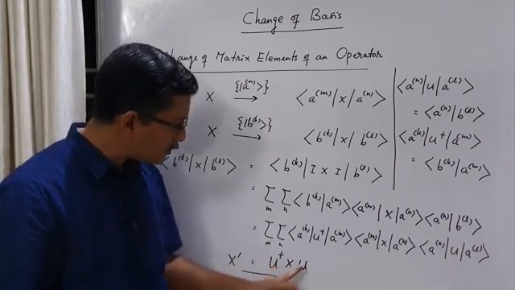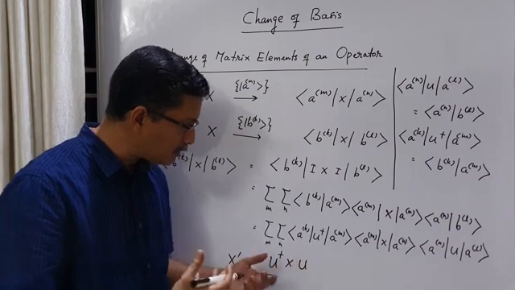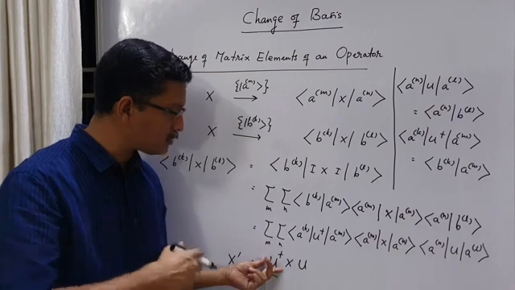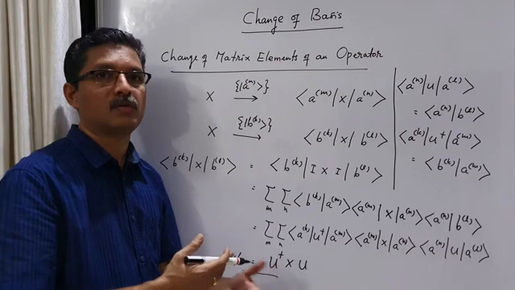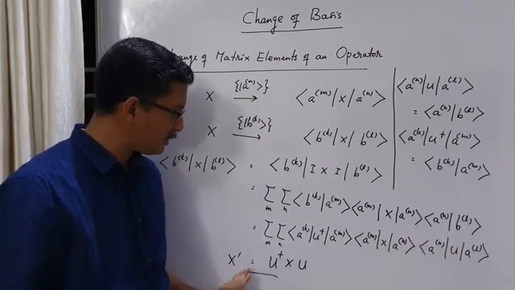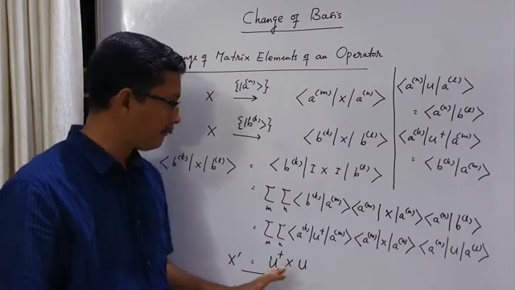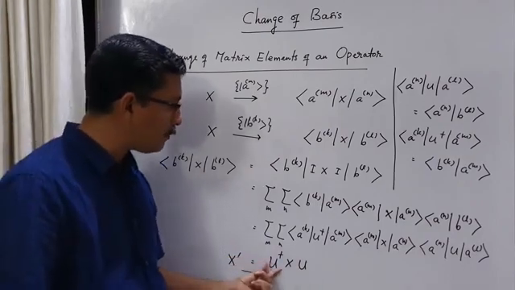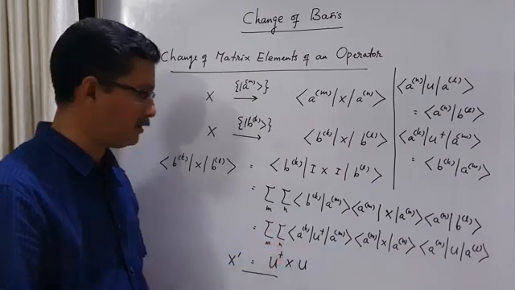And what is the operator that is producing this similarity transformation? U. The operator that produces this similarity transformation is a unitary matrix. Then this similarity transformation is also a unitary transformation. So under a change of basis, an operator undergoes a similarity transformation. That is the idea. Or in this particular case, the matrix producing the similarity transformation is a unitary matrix. So this is also a unitary transformation.